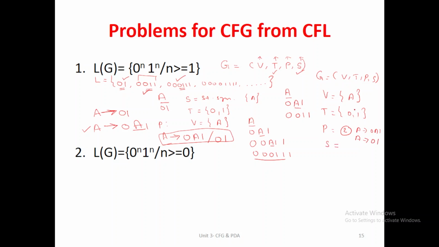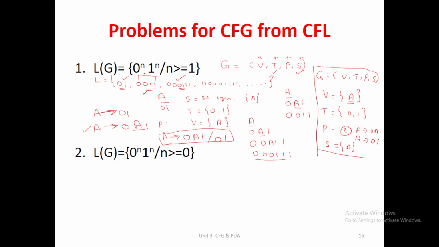What is the starting symbol? The grammar contains only one non-terminal symbol, that is also the starting symbol of the given production. So, this is the answer for the first one. Are you able to understand it? Then, I am taking the second concept.